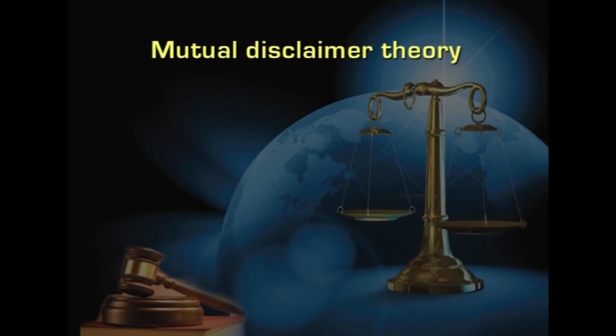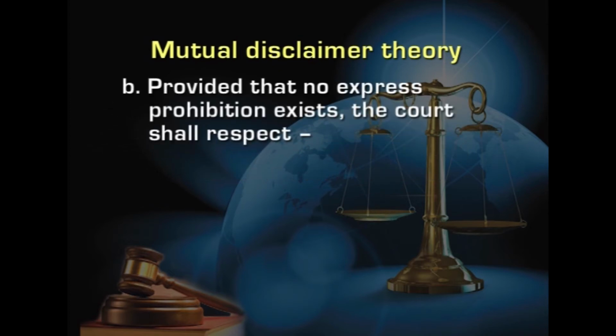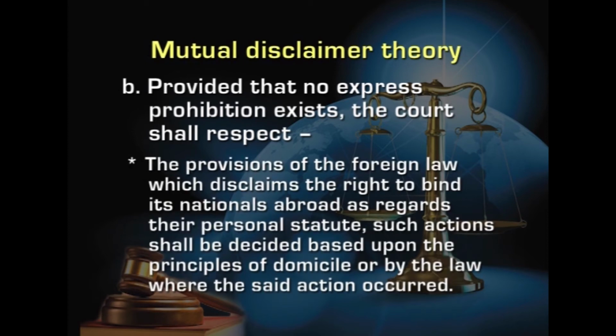Mutual disclaimer theory is the first theoretical explanation. Every country shall observe the law of its own as regards the application of foreign laws, provided that no express prohibition exists. The court shall respect the provisions of the foreign law which disclaims the right to bind its nationals abroad as regards their personal status. Such actions shall be decided based upon the principles of domicile or by the law where the said action occurred.